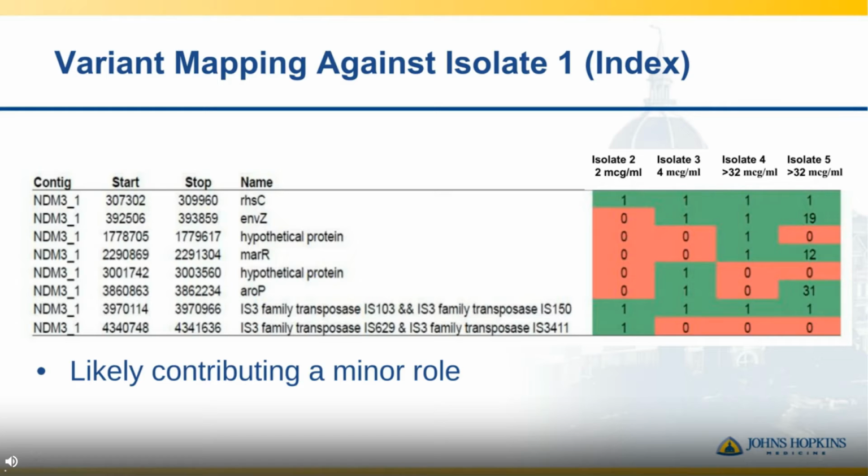And there were no consistent mutations. We did see a mutation in MZ consistent with what we had seen in the past, but it wasn't present in isolate 4, where we were already seeing frank resistance at an MIC of 32. So we concluded that these additional mutations likely contributed a minor role to the development of resistance that we observed in this case.